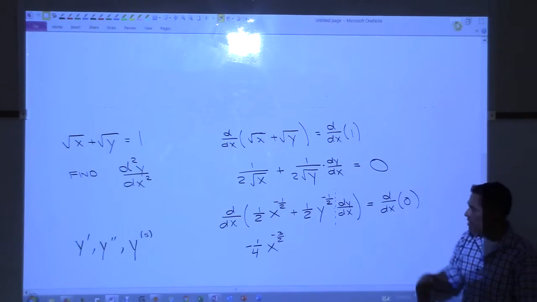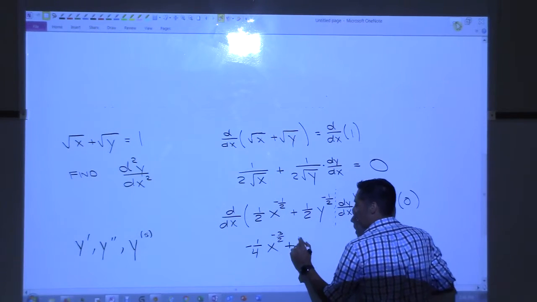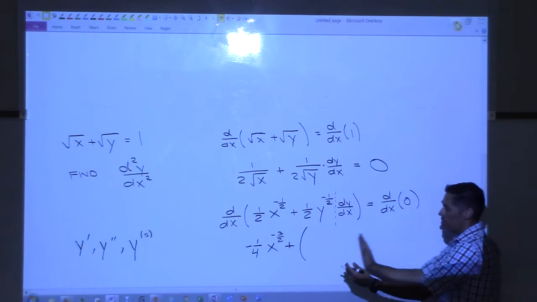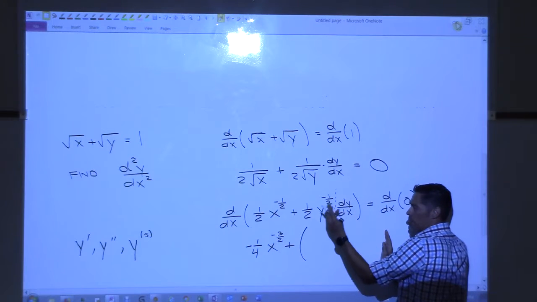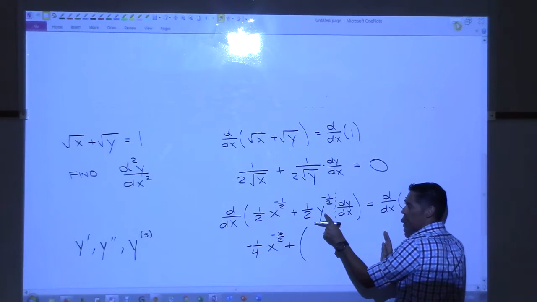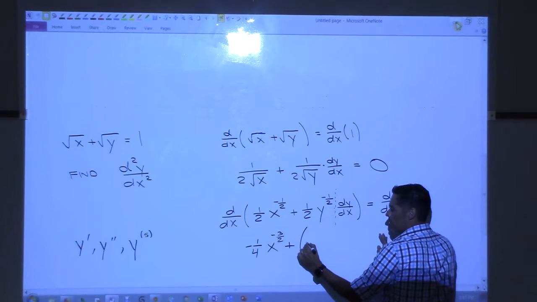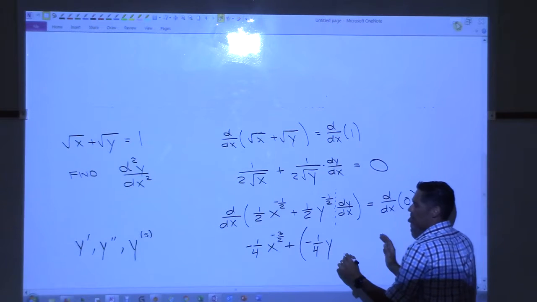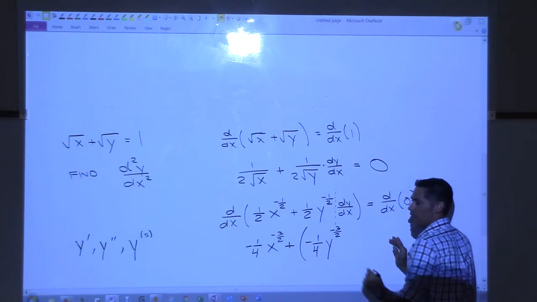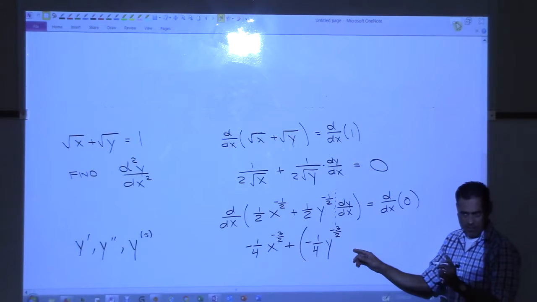Okay, so now, continuing, I will put plus, and because it's a product rule, I know I'm going to get several things here, right? So I'm going to just put it in parentheses. So it's going to be derivative of this times this plus derivative of this times this, yes? Okay, what's the derivative of this? Negative 1/4 y to the negative 3 halves. Does everyone agree with him so far? Keep going.